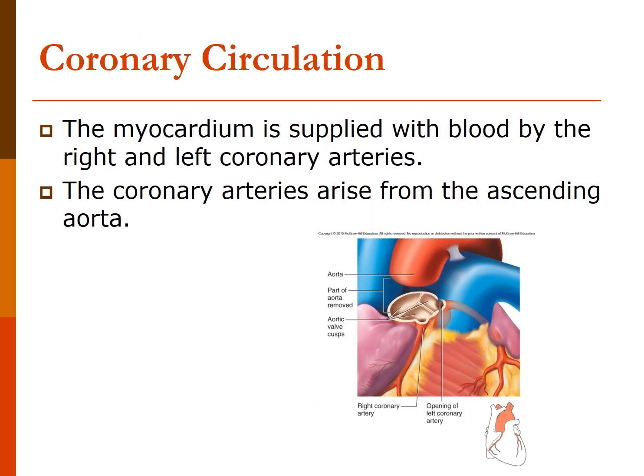Another path of circulation is the coronary circulation. This supplies the myocardium itself with oxygenated blood. This occurs through the right and left coronary arteries. The coronary arteries arise from the ascending aorta. So right after the blood exits the heart through the aortic semilunar valve, you'll see the origin of the right and left coronary arteries.